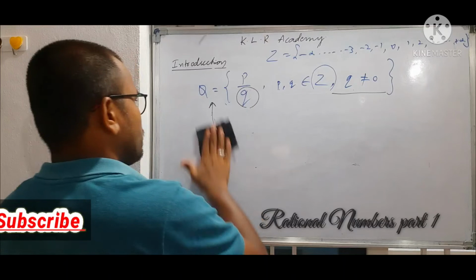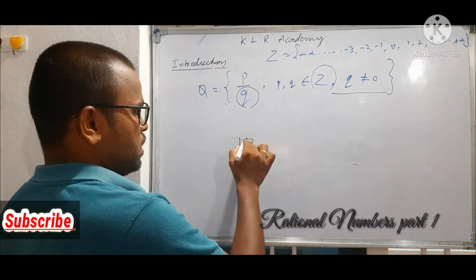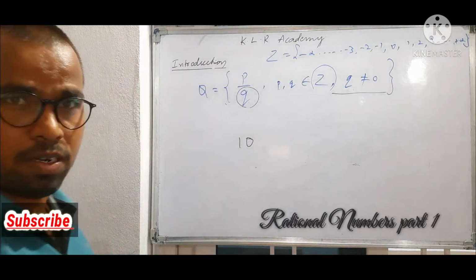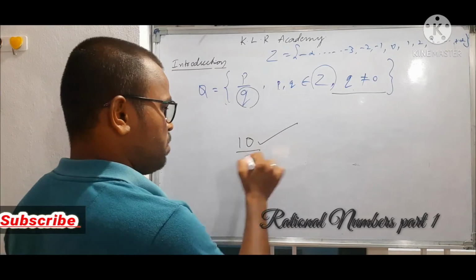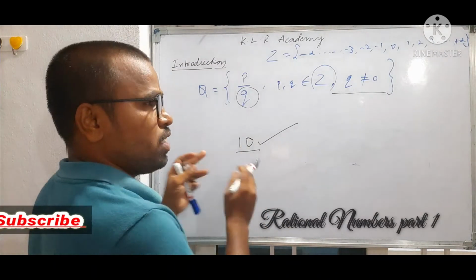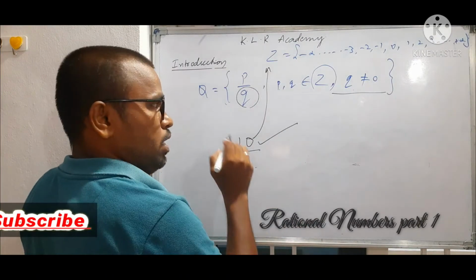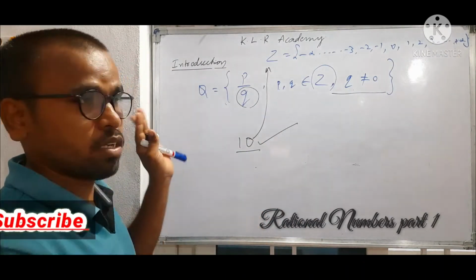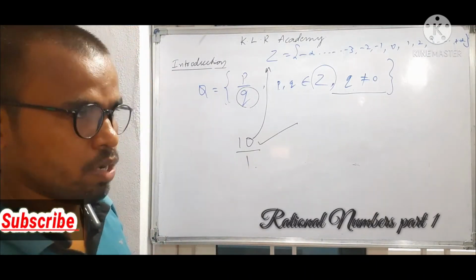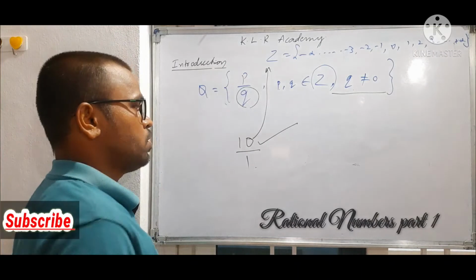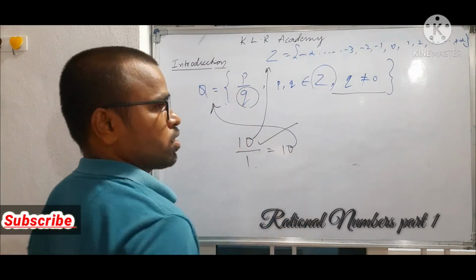Fine. One more question. I'm considering 10, only 10. Is it a rational number? Yes, it is rational. How can we say so? If it is a single number and belongs to integers, then it also belongs to rational numbers. Why? By default it will have a denominator of 1, so that becomes 10. So this is also a rational number.